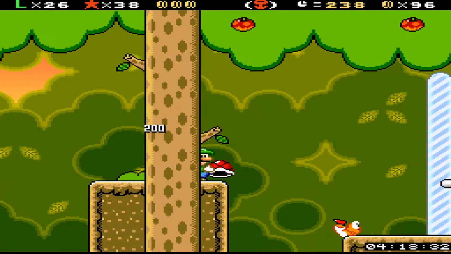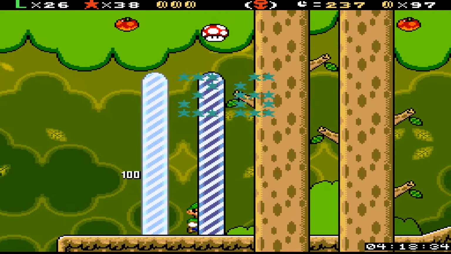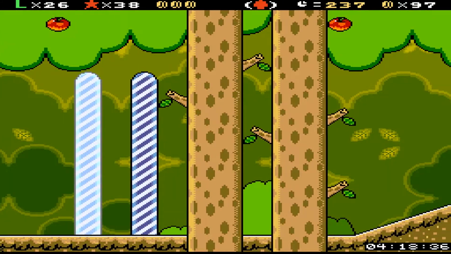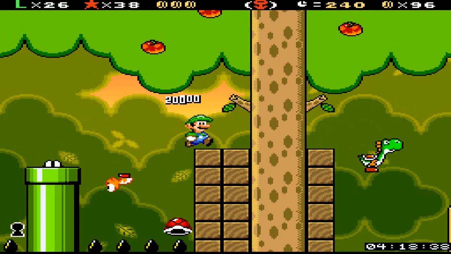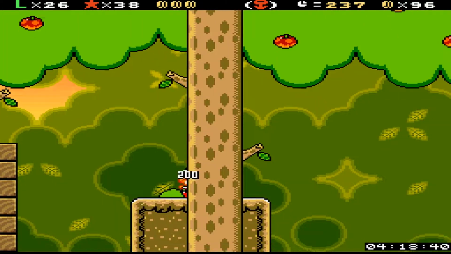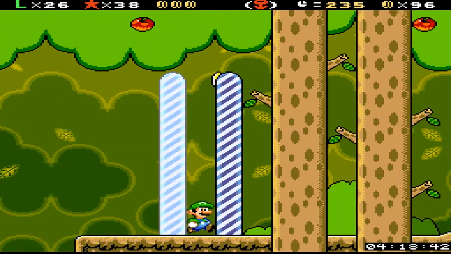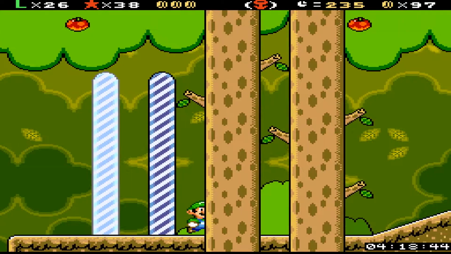I actually need to go and collect all the egg coins, which is going to be annoying. No, I don't want that anymore. I want Yoshi, but I don't want that.